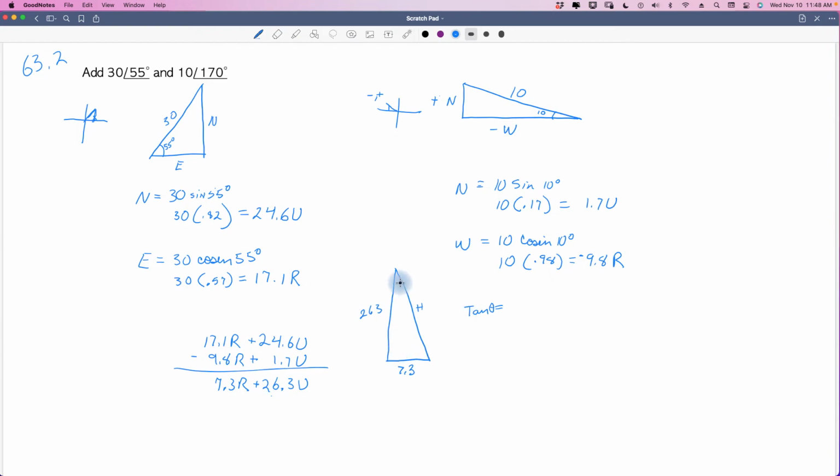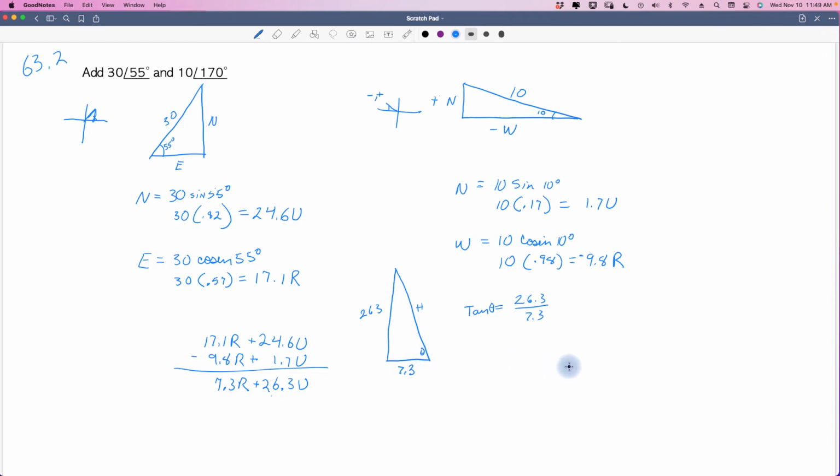And this is the degree of measure that we are looking for here. That's what we want to know. So we want to find 26.3 over 7.3. Sometimes I have to stop and think about it for just a second. And that is going to give us the degree of measure here.